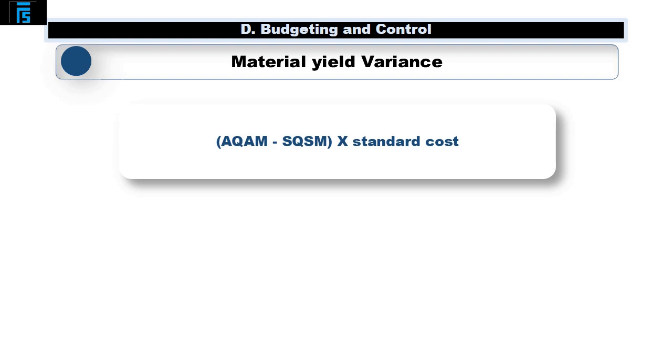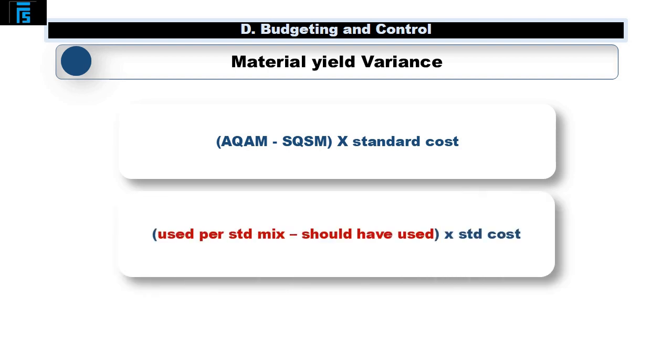Or alternatively, what we actually used according to the standard mix minus what we should have used per the standard mix multiplied by the standard cost. Notice that the first part of this calculation is the same figure as was used in the material mix variance. Let's use the same example as for the material mix variance to see this in action. As a quick reminder, here are the standard costs and actual usage as per the previous slide.